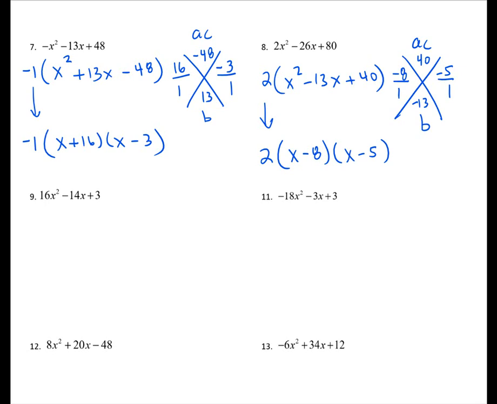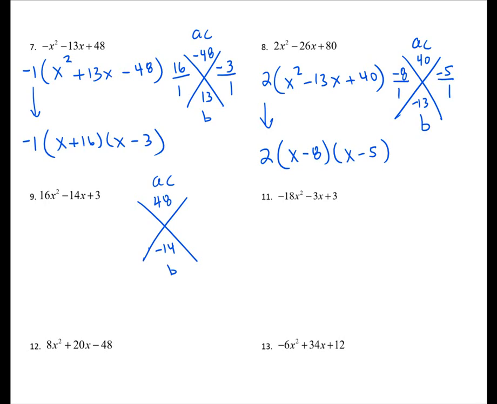Okay. Number 9, let's look for a GCF here. 16, -14, and 3. It doesn't look like there's a GCF here. Okay, so there's no GCF. So a is positive. I could go ahead and start doing the x. A times c. That's going to give me 48. What's my b? B is -14. Okay.